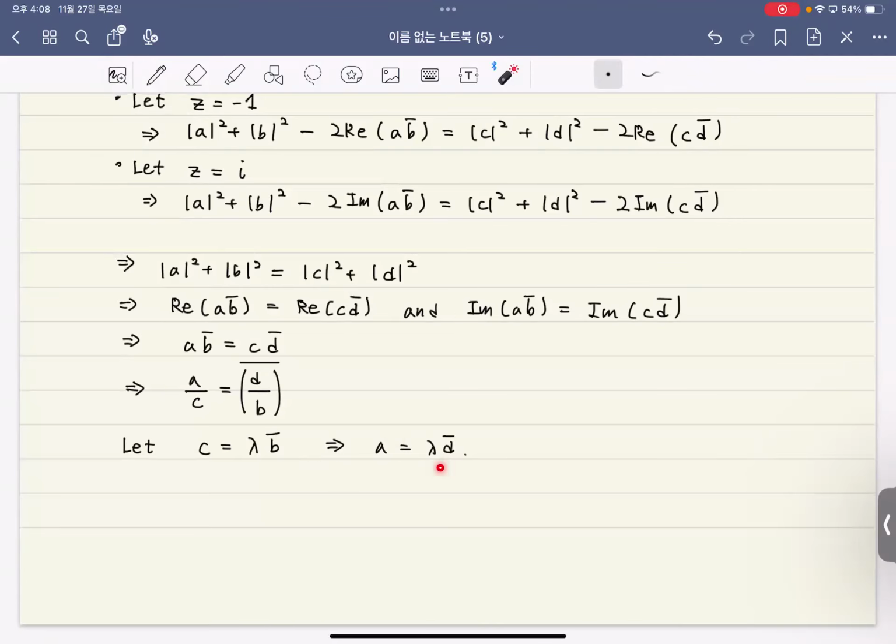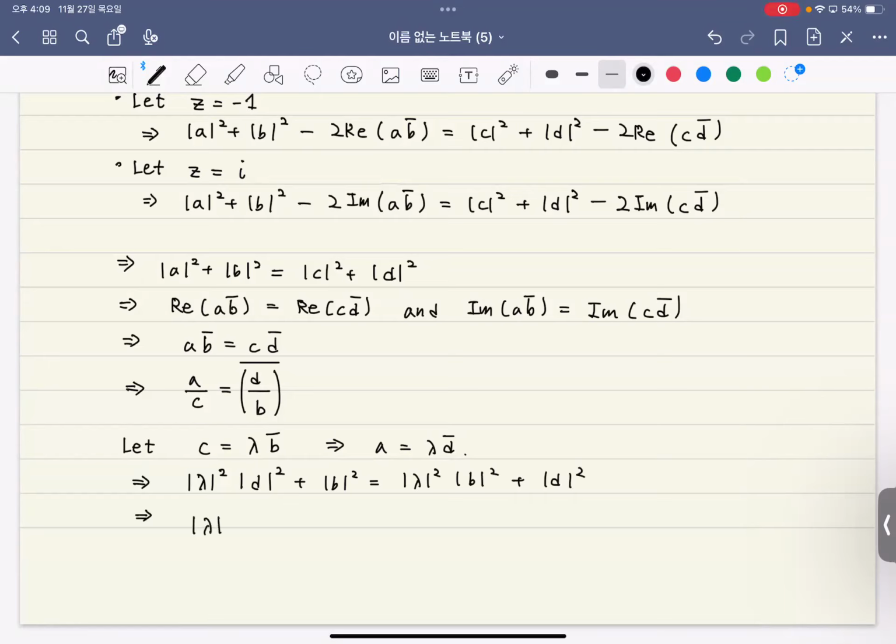So A is lambda times B bar, and I want to plug this relation into here and this one into there. Since we are talking about the modulus, lambda squared times the modulus of D bar squared is the same as D squared, and C bar squared is the same as B squared. So combining the like terms, we get D squared minus B squared.